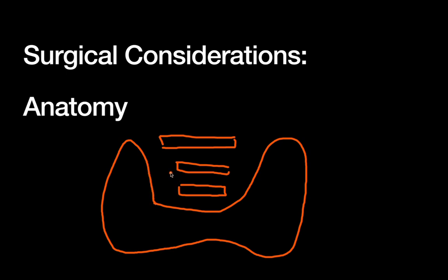As you might have guessed from the name, the parathyroid glands are located around the thyroid. They're actually posterior to the thyroid, but I'm just going to draw them kind of in front of it. They're these tiny rice-sized glands that look like little fat globules.